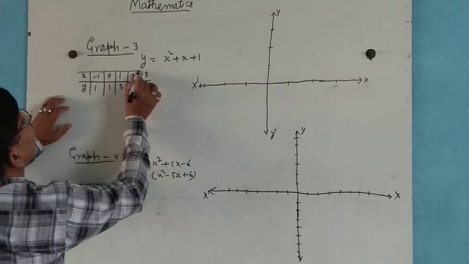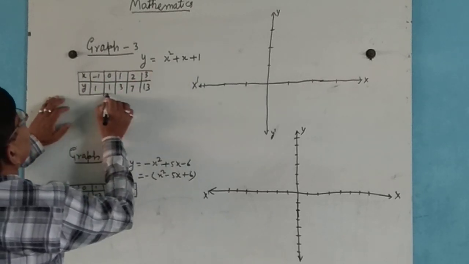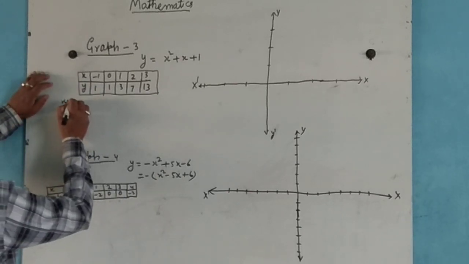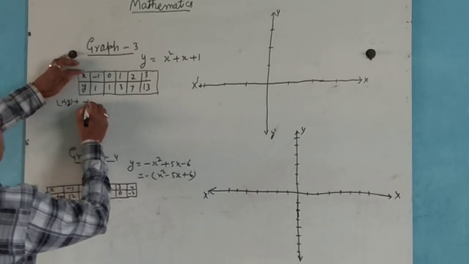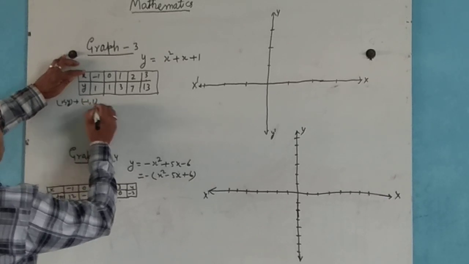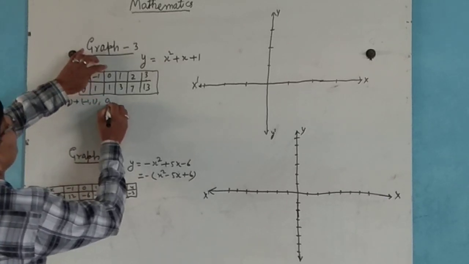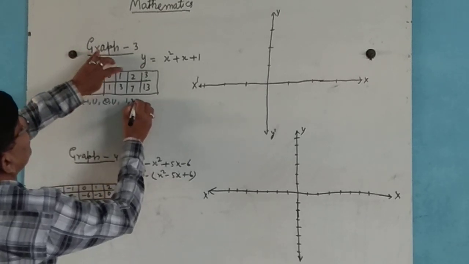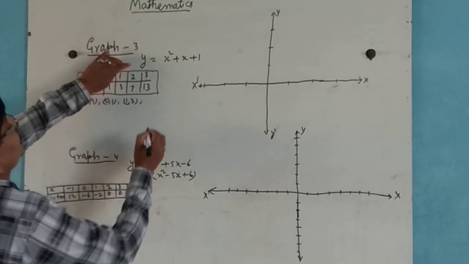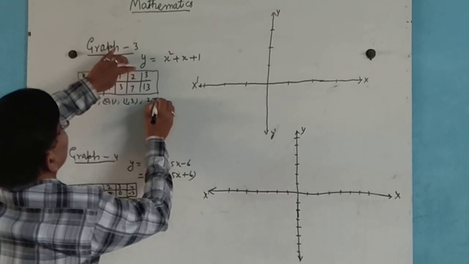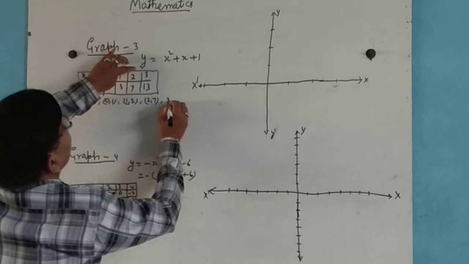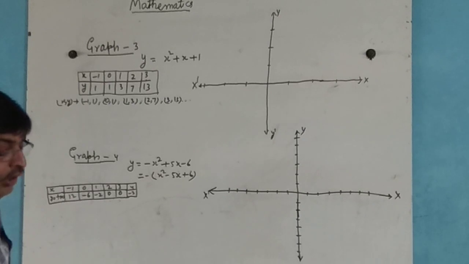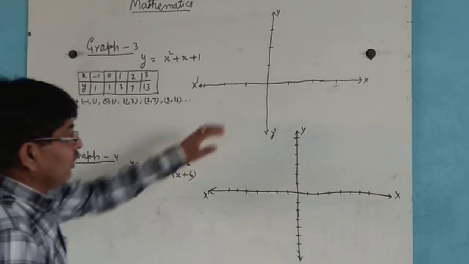Now we write these coordinates, these points x, y: that is -1, 1; 0, 1; 1, 3; 2, 7; 3, 13 and so on. And now we put them on the graph.